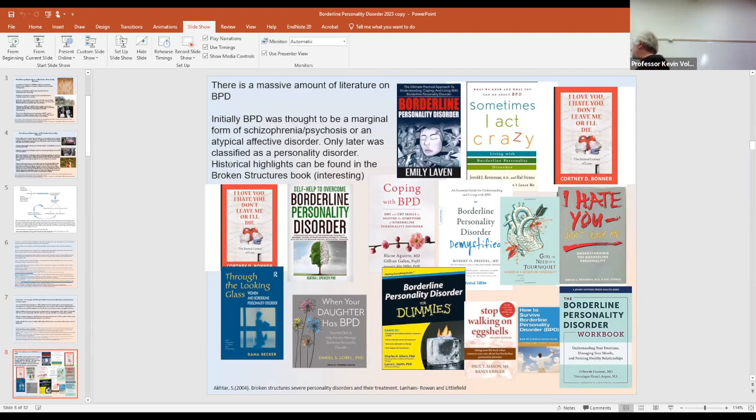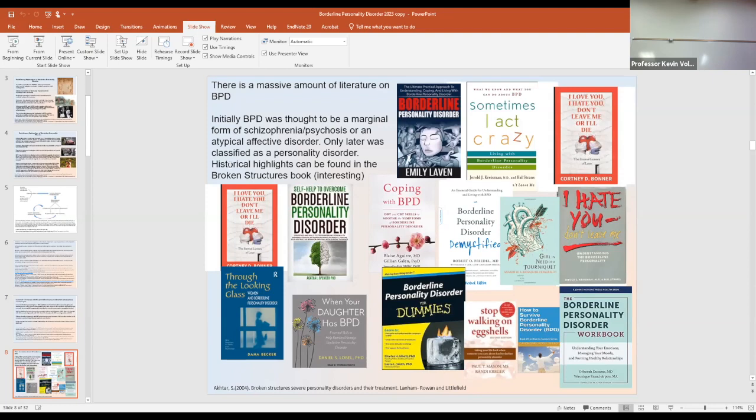A lot of these books are self-help books. Some of the books are a person's journey through BPD. Some of them are actually academic books, you know, how to treat BPD with various types of therapy. Right? Some are the Dummies book, Borderline Personality for Dummies.